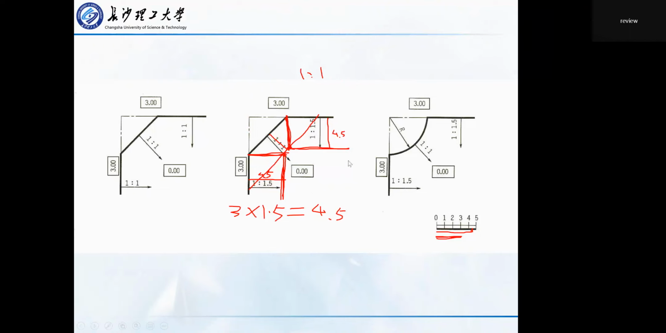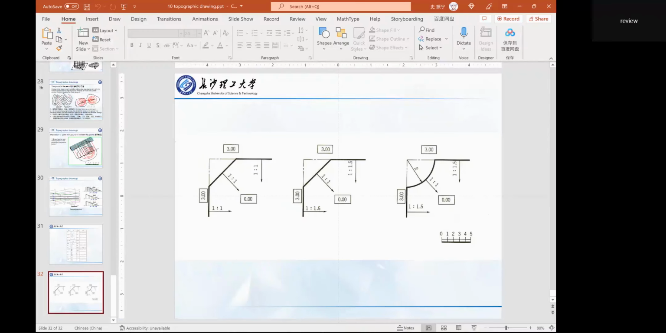And as for this question, it won't appear in the final exam, because the figure, the slope, and the elevation are not very good. Maybe this one, or this one and this one, will appear in the final exam. Okay, so let's see another question. This one.